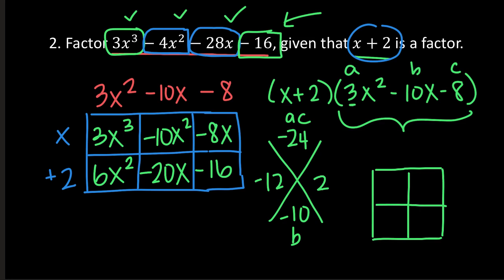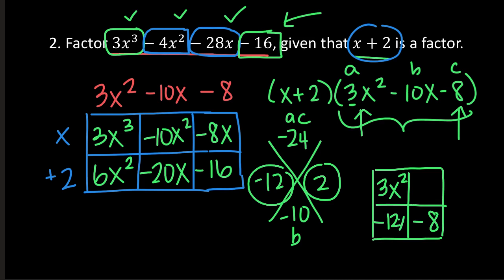I take the first term, 3x squared, and I put it in the first box. So that's the first term from here. I take the last term, negative 8, put it in the last box, and then I take these numbers, negative 12 and 2, put an x on them, and they go in these other boxes. And then I'm going to fill in the sides. I'm basically just factoring out.